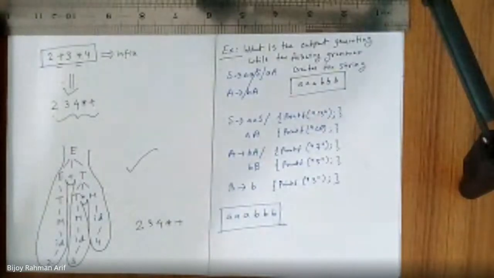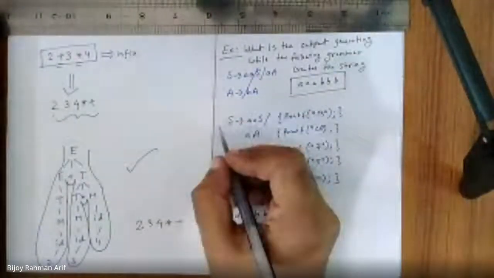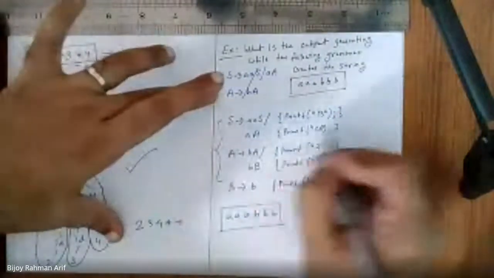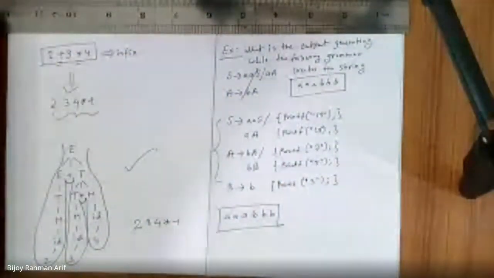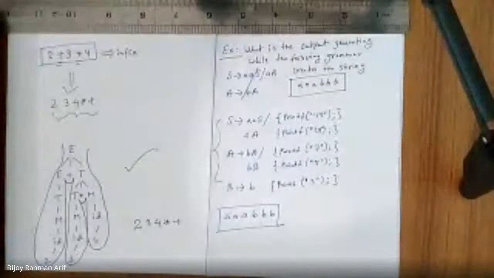What would be the first step? So this is the grammar. This is the grammar part. This is the action part. So what can you do? Tell me. What would be the answer?